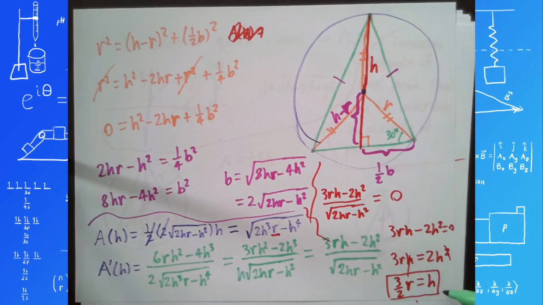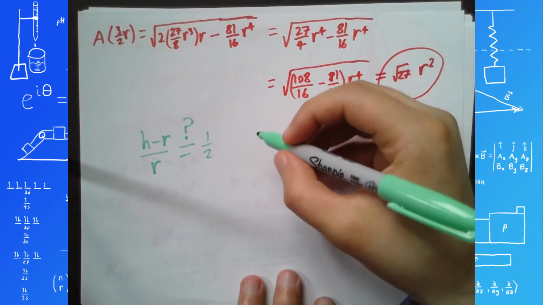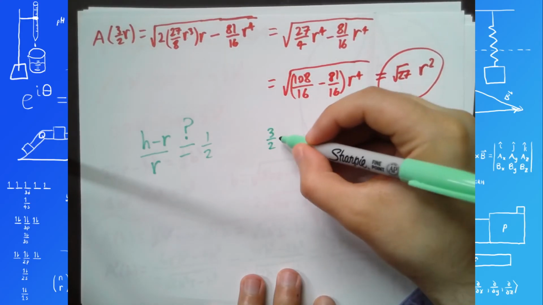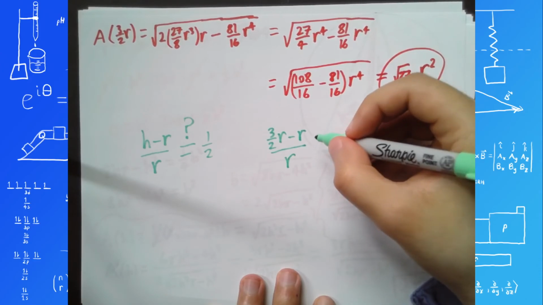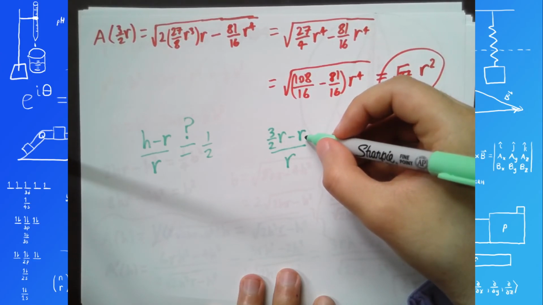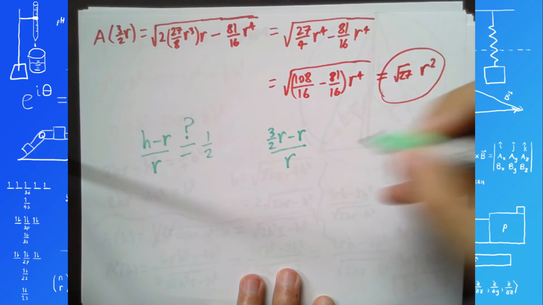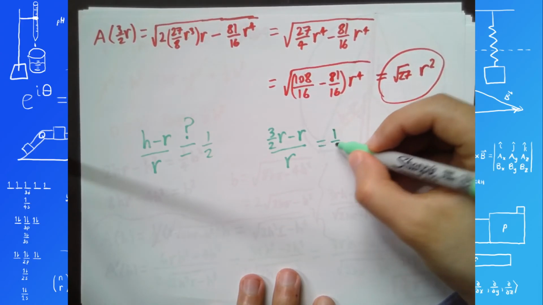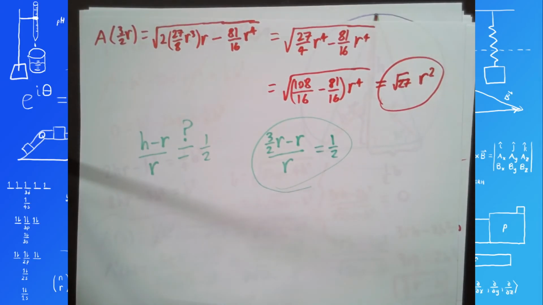In the optimal condition, h is equal to 3/2 r. So 3/2 r minus r over r. 3/2 minus 1 is 1/2. 1/2 r over r cancels the r's. So yes, it is indeed 1/2, so yeah, it is an equilateral triangle.